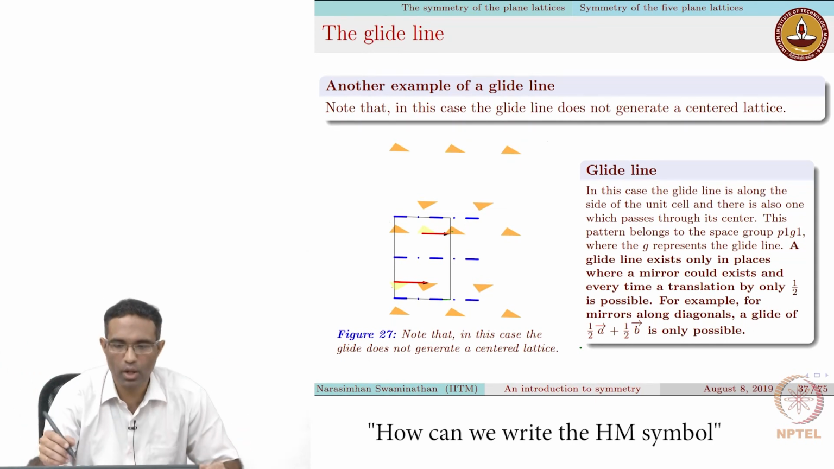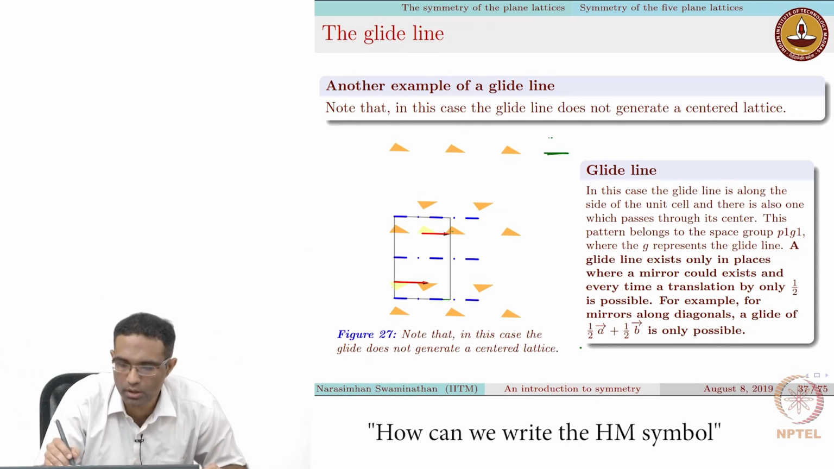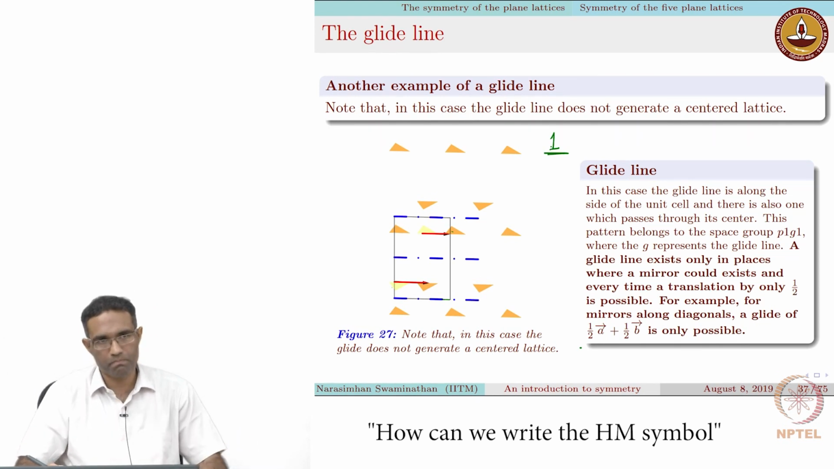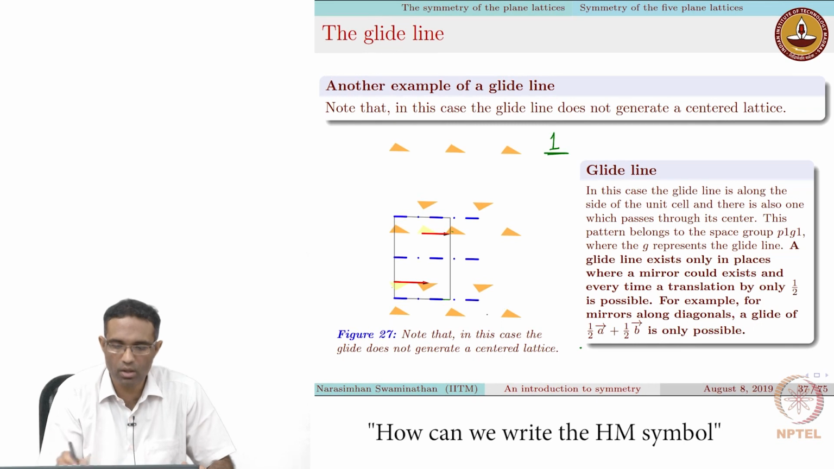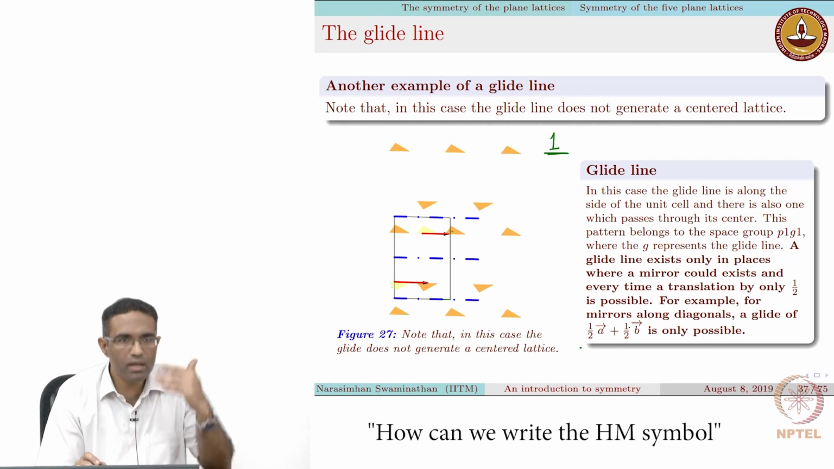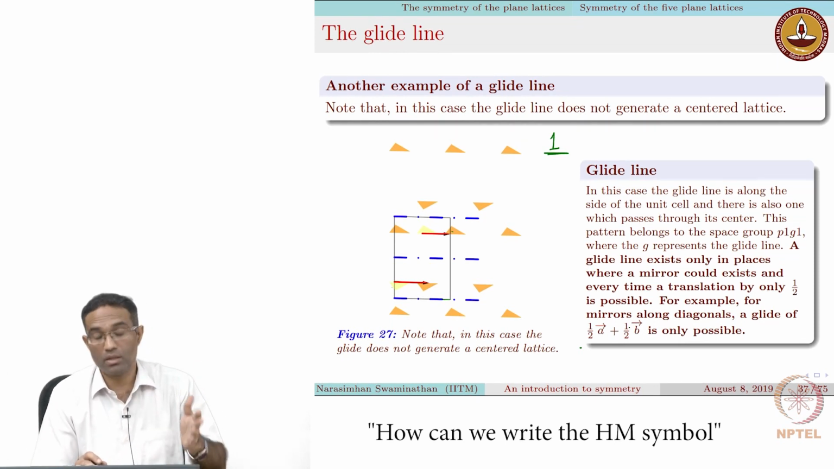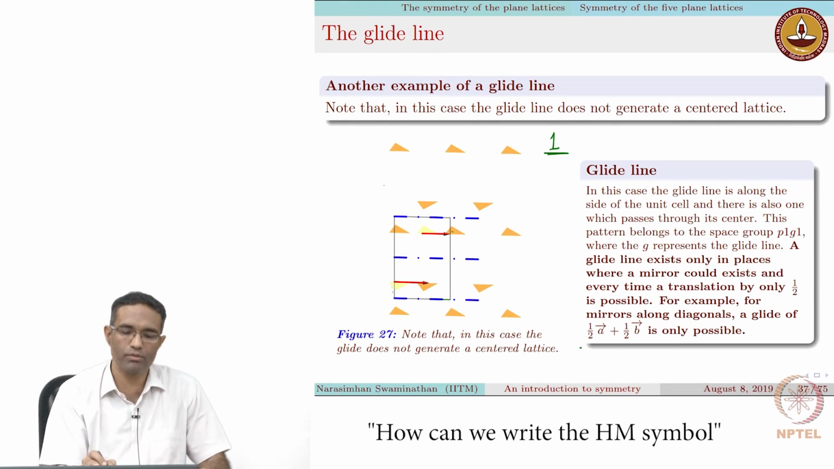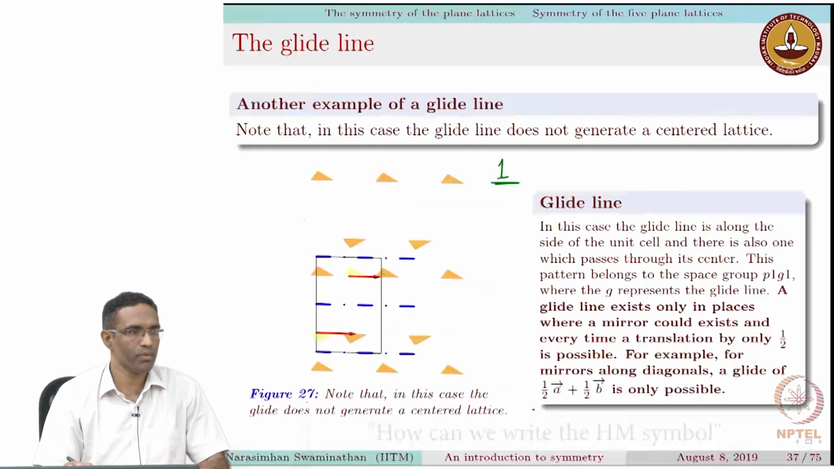So there is nothing. So in that particular rotation slot I would put 1 or don't write it at all. Then I see if there is any mirror. Naturally the mirror that I would look for is along, in this case it's so obvious, the x-axis. The mirror is along the x-axis, or its normal is along the y-axis, right?